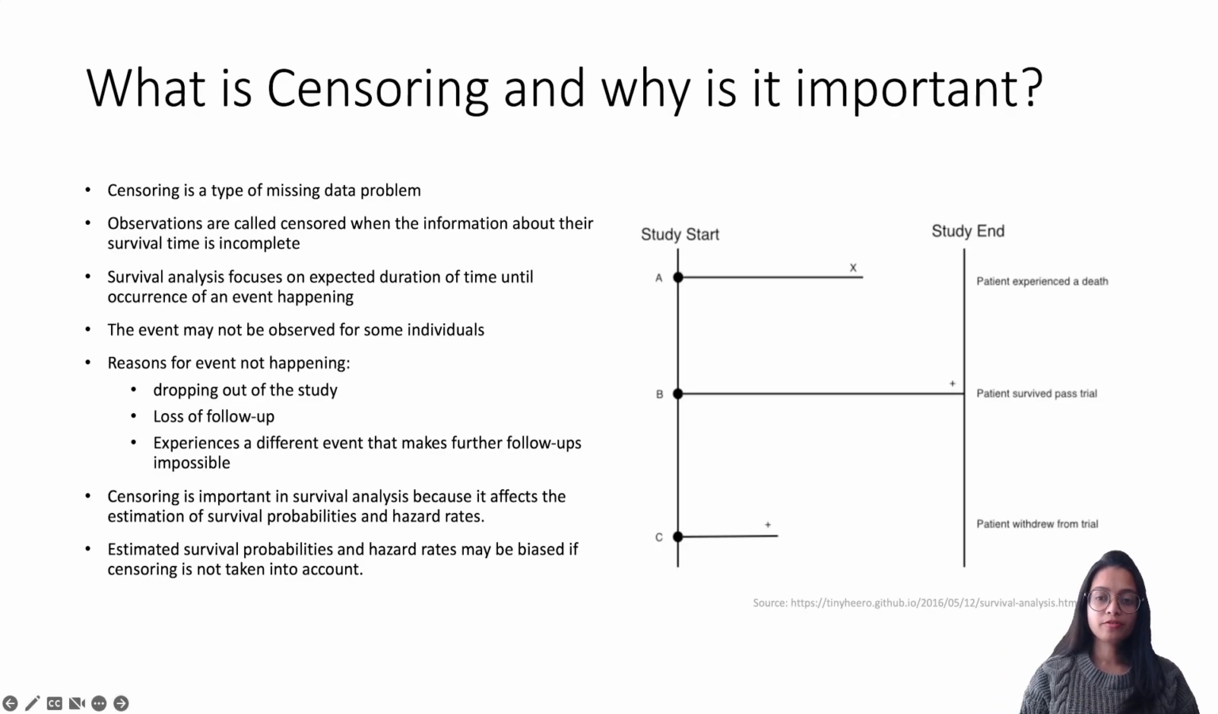One of the most important features of survival analysis is censoring. So it is important for us to understand what censoring is and why it is important. Censoring is basically a type of missing data problem, and let us understand more of it with an example.